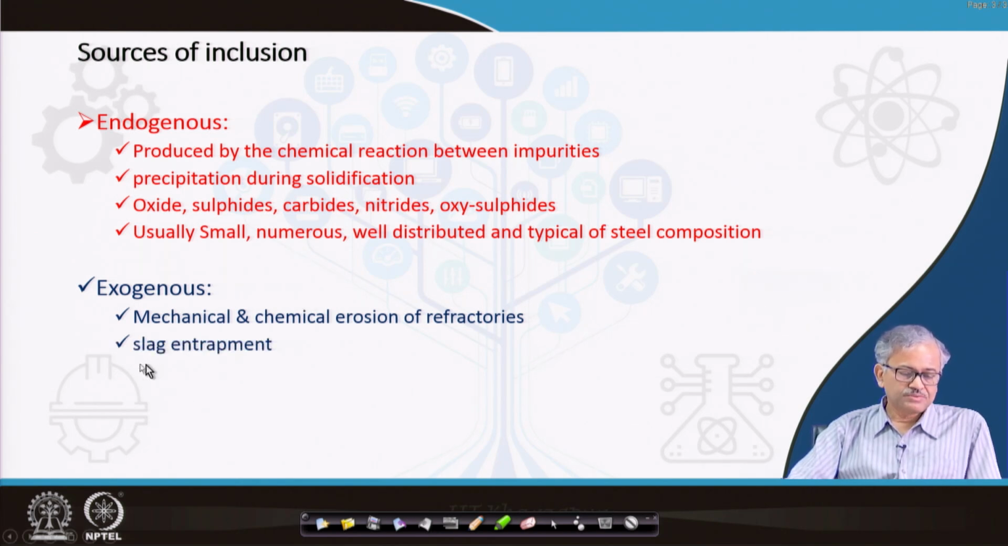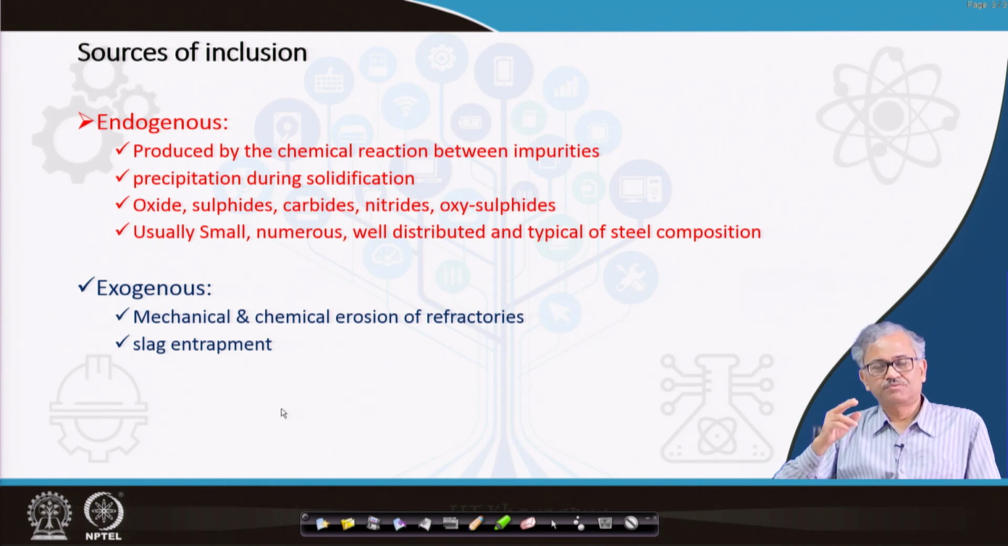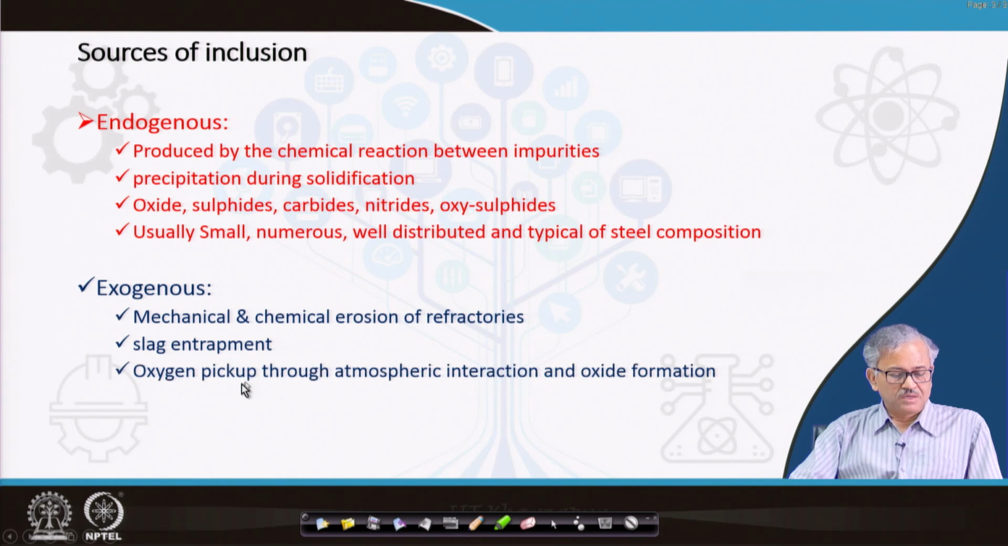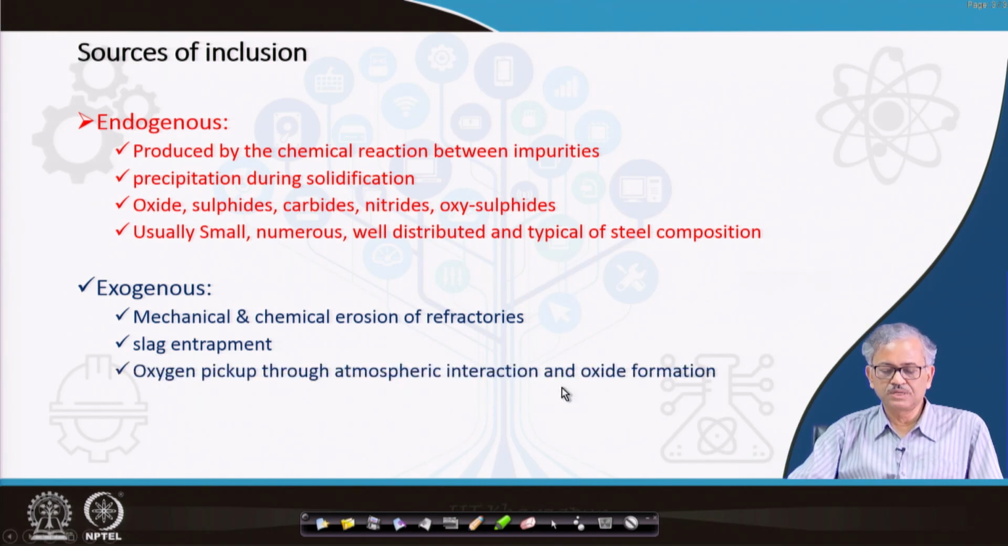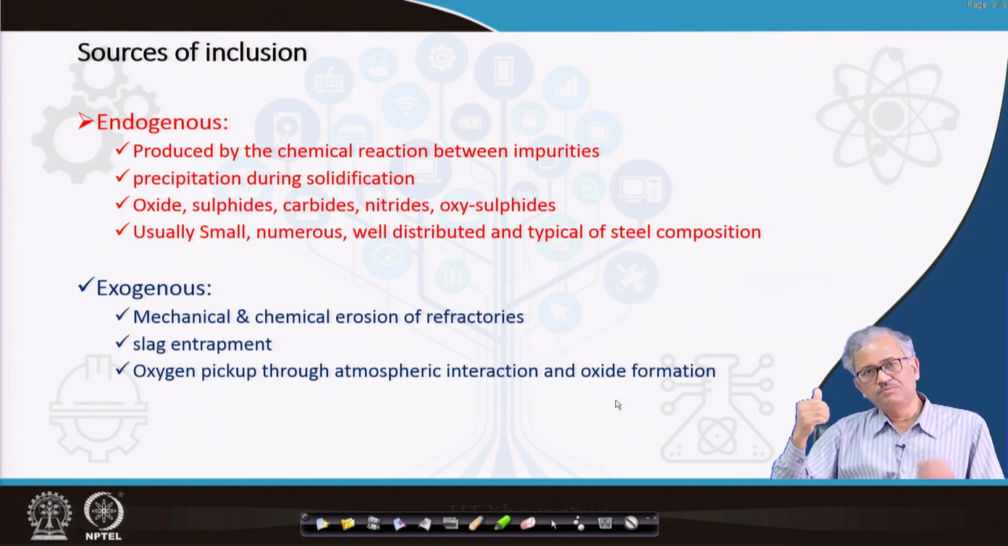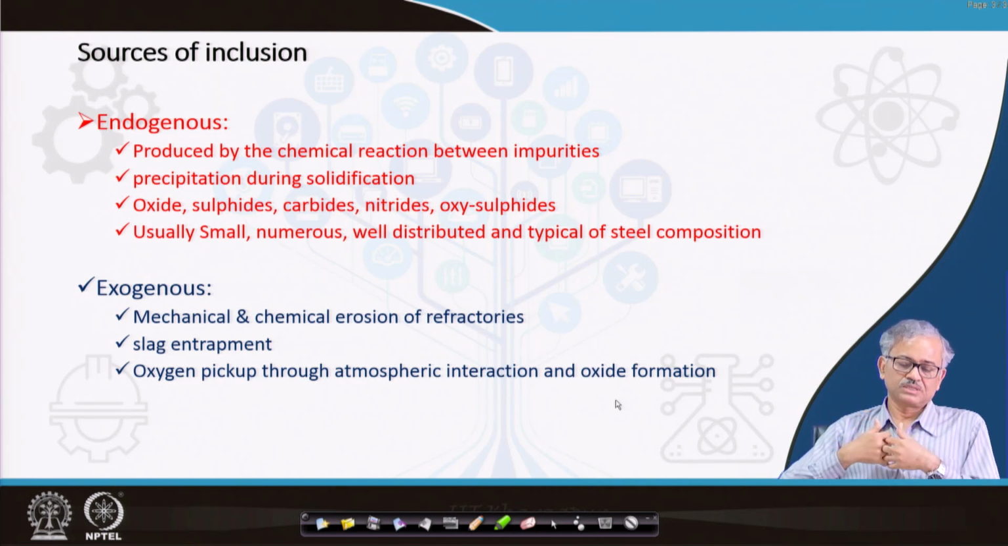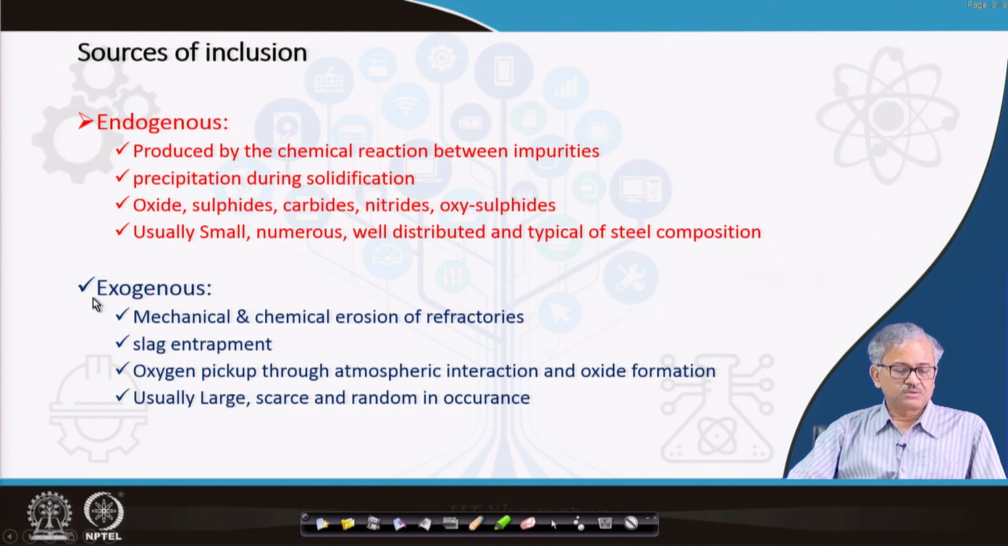This is exogenous. And then you have slag entrapment. During the stirring, some slag can be entrapped in the liquid metal, and then it cannot float up and remains entrapped in the steel. Slag entrapment basically takes place at the latter stage; small tiny slag droplets can be entrapped. And then oxygen pickup through atmospheric interaction and oxide formation, basically during the teeming of steel from the ladle to the tundish. If the steel is exposed to the atmosphere, there is a chance of oxygen pickup, and then various oxide inclusions can develop later on. Usually all these exogenous inclusions are large, scarce, random, and irregular in shape.